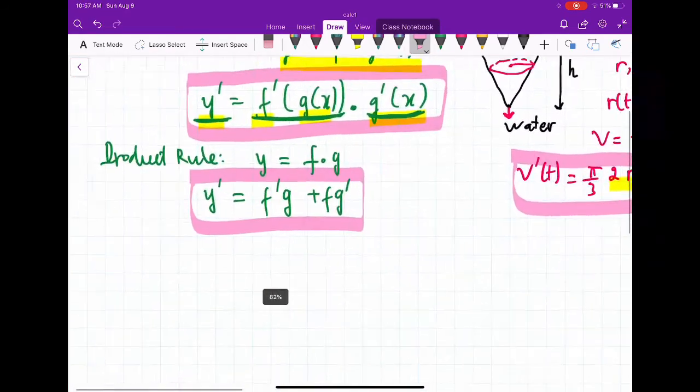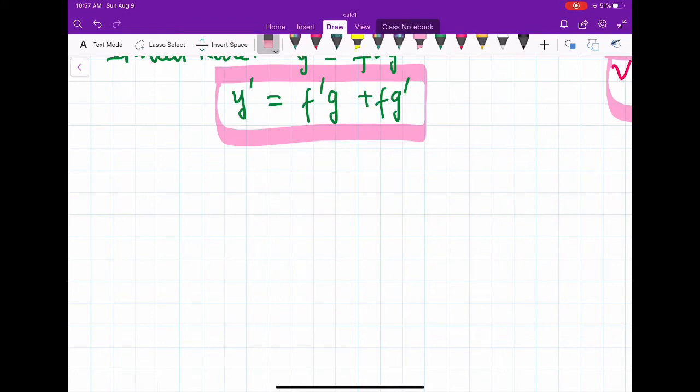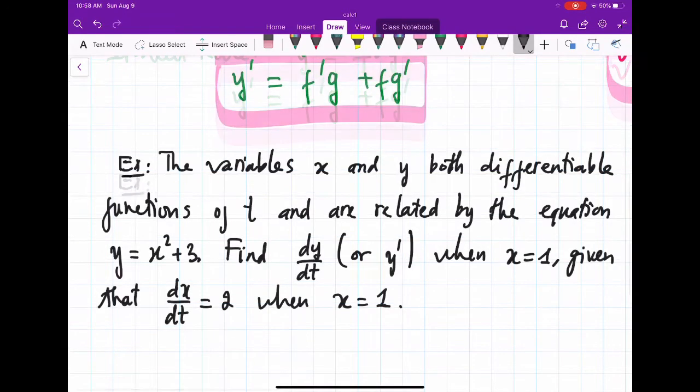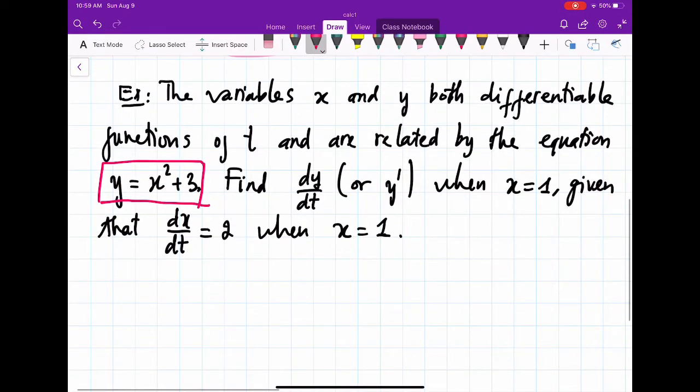All right, let's consider the following example. We have two variables x and y, and both are differentiable functions of t, where t is the time. And they are related by the equation y equals x squared plus 3. You see that, that is a parabola. But sometimes we can parameterize x and y as functions in another variable, so let's say in t. And they ask us to find the rate of change of y in t when x equals 1, given that the rate of change of x when x equals 1 is 2.